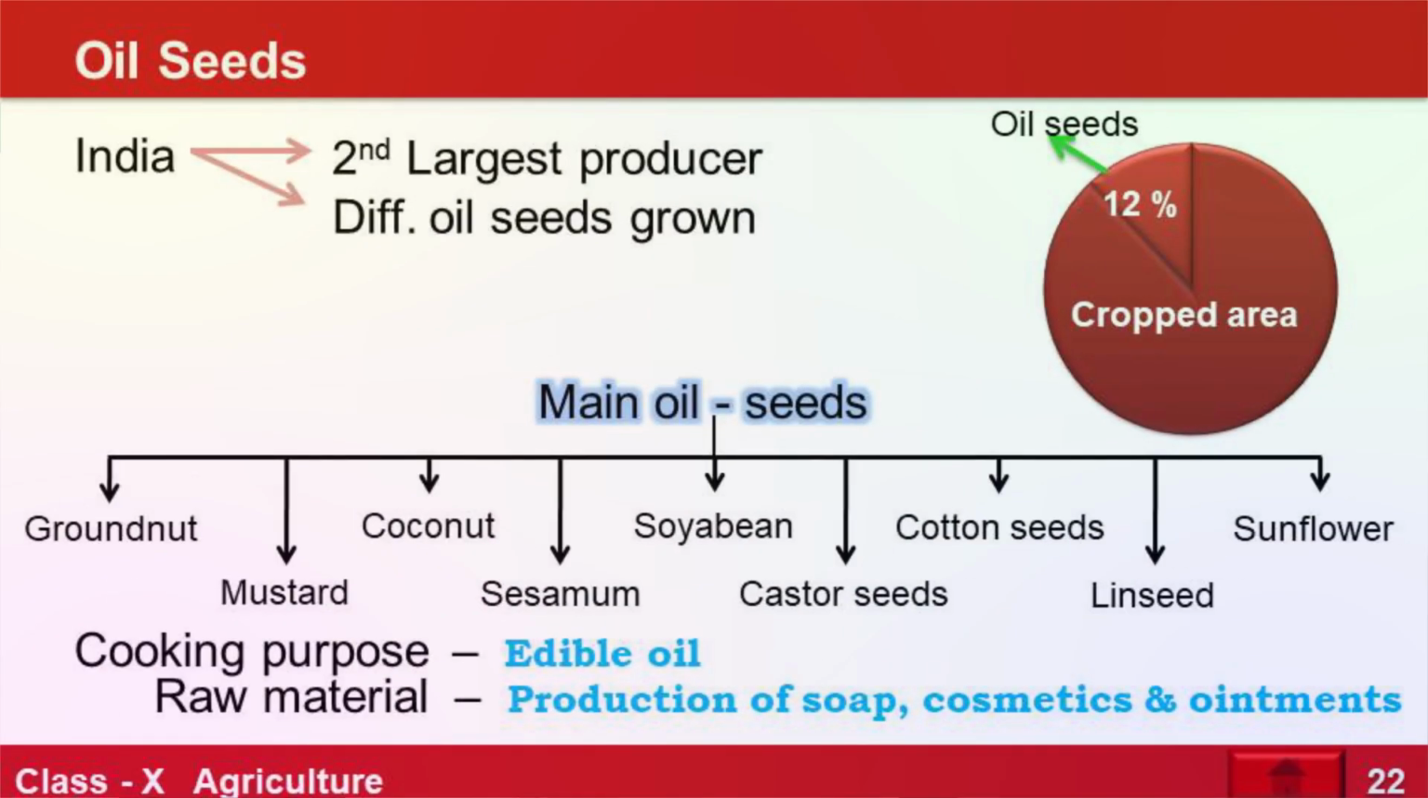Next we have oil seeds. I hope you know coconut oil, mustard oil, til oil, olive oil. So many oils are there. We use oil for eating as an edible and to apply on our body, and apart from this, oil is used for making various soaps and cosmetics. So this is one of the uses of oil.